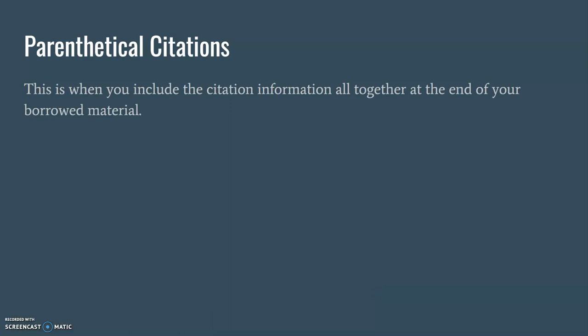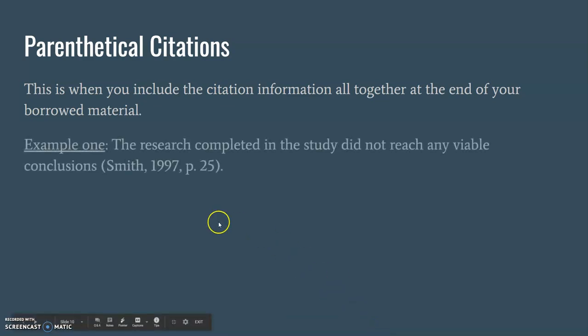So the next is parenthetical citations. When you use a parenthetical citation, that means it's all of those elements together in parentheses at the end of the borrowed material or paraphrased material that you're using. So for example, the research completed in the study did not reach any viable conclusions (Smith, 1997, page 25). So that section right here is your parenthetical citation.